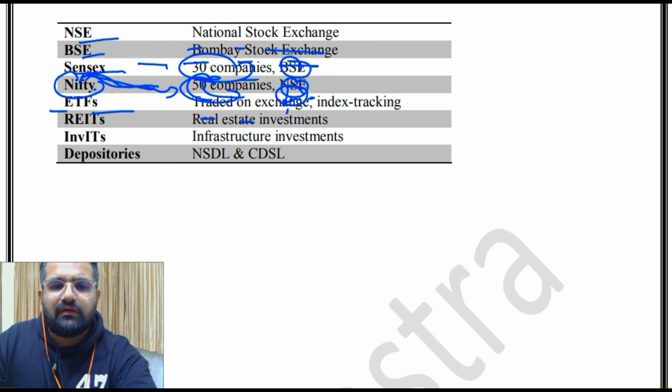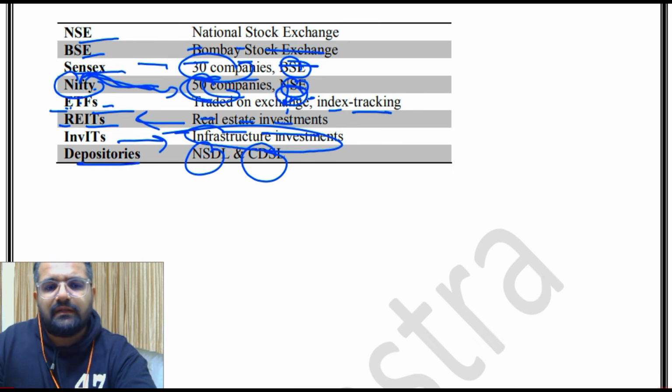ETFs, traded on exchange, index tracking, exchange traded funds. Then REITs, real estate investment. Related to real estate is REITs. InvITs, infrastructure related, so infrastructure investment. Depositories NSDL and CDSL, which we studied.